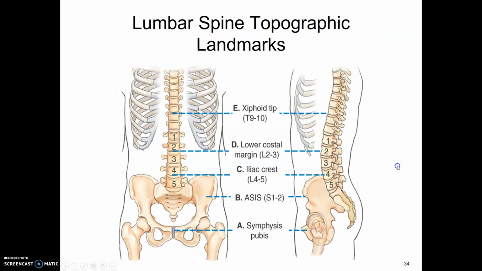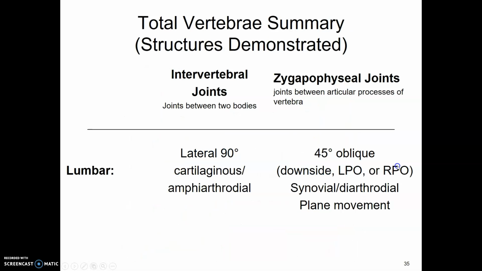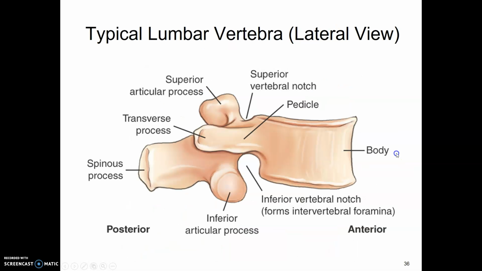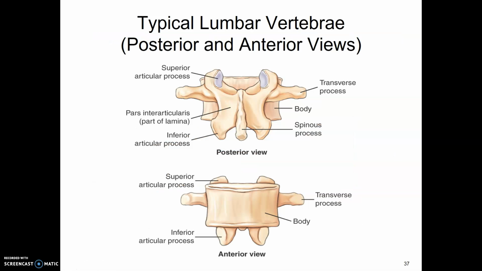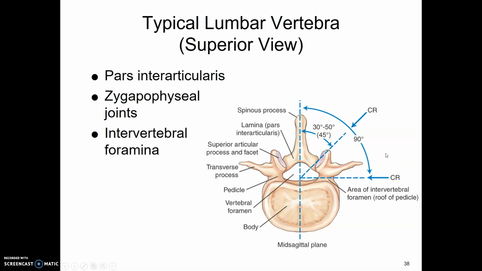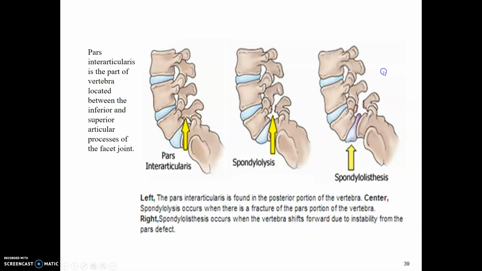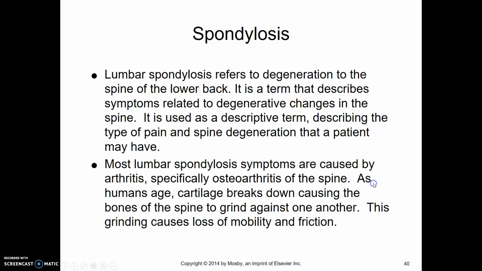Again, landmarks, landmarks, landmarks. You guys know the deal. Go over your lumbar spine vertebrae, all views, posterior, anterior views. Know where your joints lie, the zygapophyseal joints. When would you see intervertebral foramina? Where's the pars interarticularis, spondylosis versus spondylolisthesis? Please know the difference between the two.